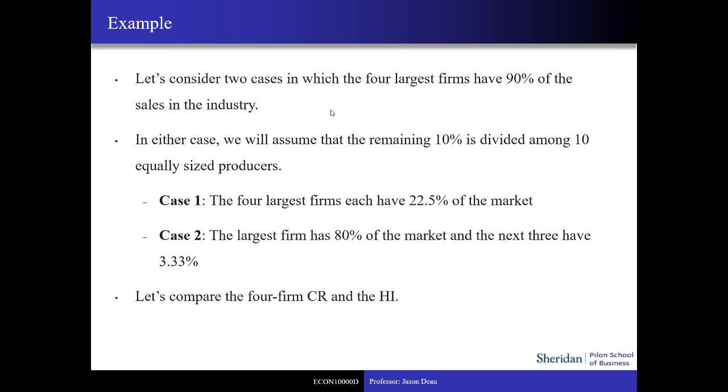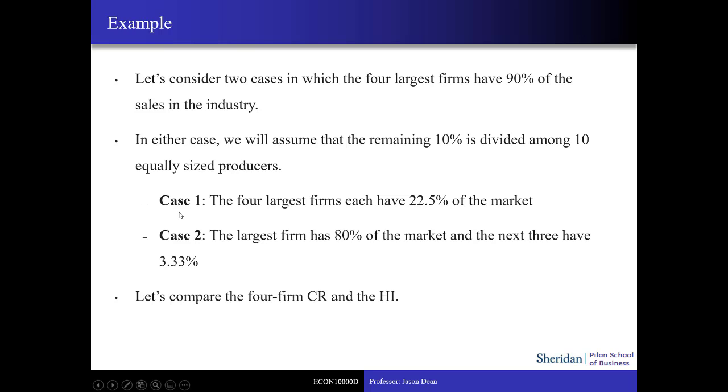what it says about the industry is quite different, but you would end up getting the same value for the four-firm concentration ratio. So in this example, we're going to suppose that the four largest firms have 90% of the sales in the industry. So we're basically saying then that the four-firm concentration ratio is 90%. And then for the remaining 10%, we're just going to assume that it's divided among 10 equally sized producers.